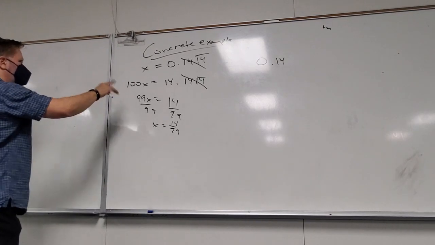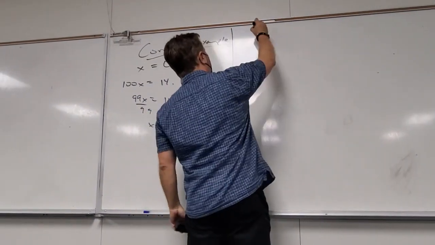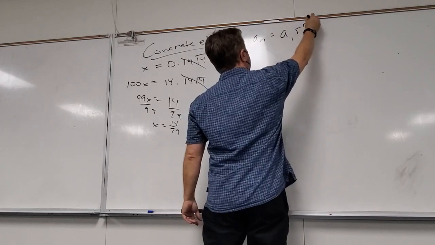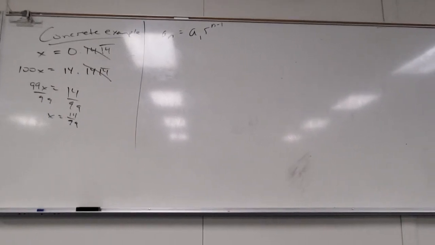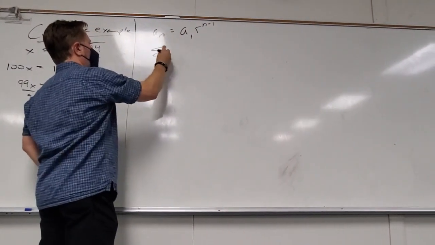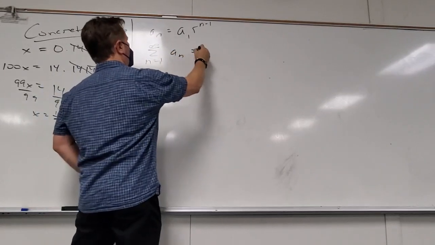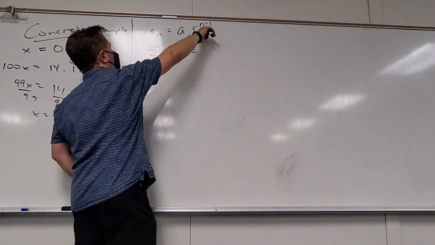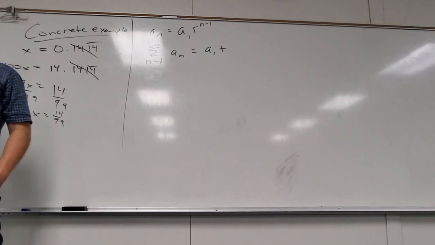Now, keeping what we just did in mind, we're going to do something a little more abstract. Let's say I'm given a geometric sequence. Can we write this as a sum? I'm going to look at this as a series. What would that be? Give me a few elements. When n is 1, I'll start us off, a1. When n is 2, I get a1r.